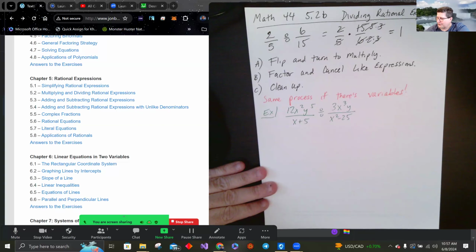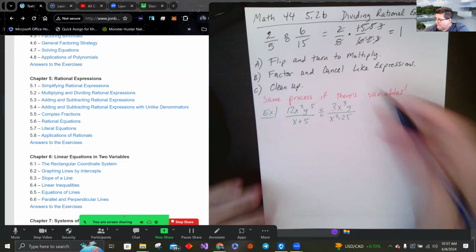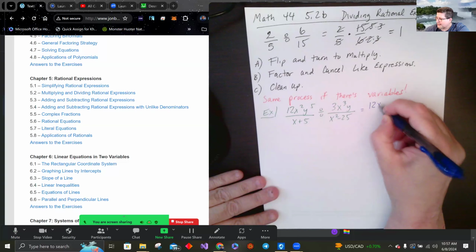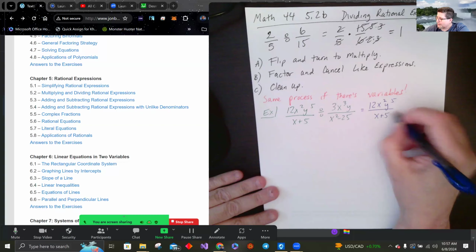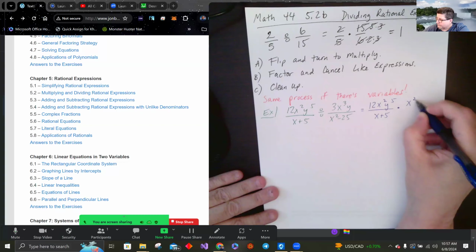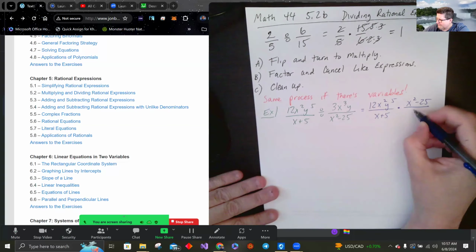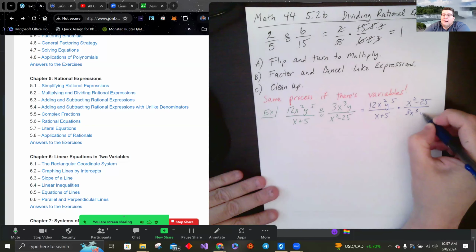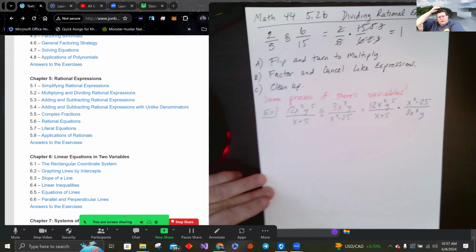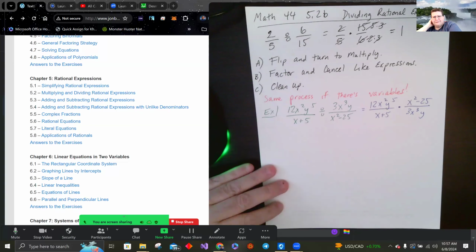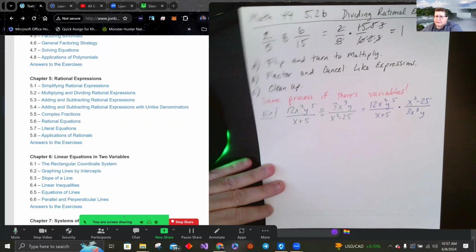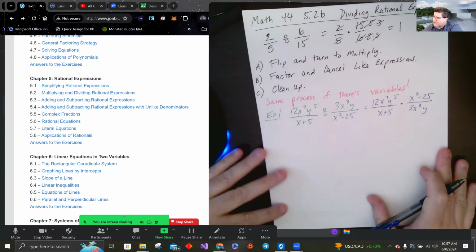All right, first step. Flip the second or anything being divided and turn to multiplication. I recommend doing that first before you factor. Because if you factor first, sometimes factoring takes a while and you're just going to forget you haven't flipped yet. So flip first. Always flip first.